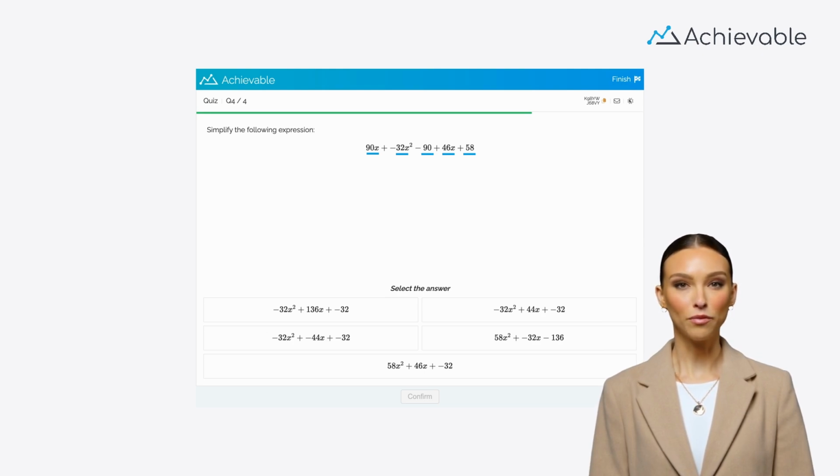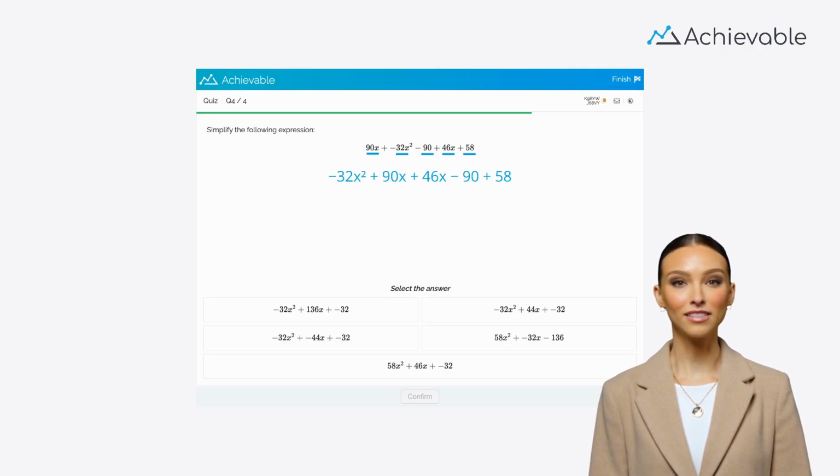Now step 2. Organize the terms in descending order by exponent. We'll start with the x squared term, then x terms, and finally constants. That gives us negative 32x squared, 90x, 46x, negative 90, and 58.